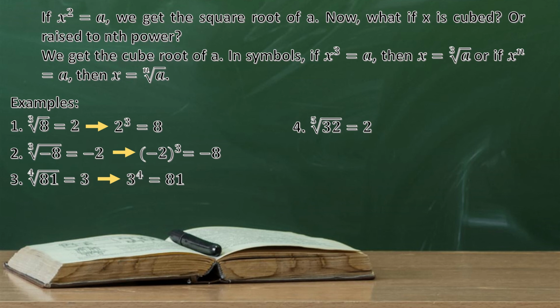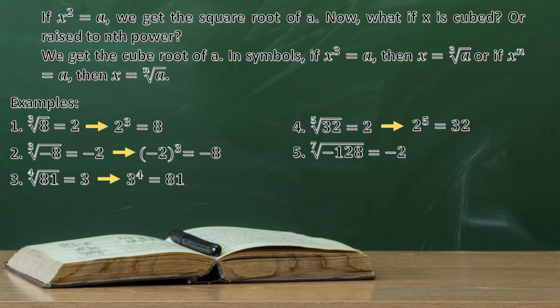Number 4, fifth root of 32 is equal to 2, because 2 raised to 5 is equal to 32. 2 times 2 is 4, 4 times 2 is 8, 8 times 2 is 16, and 16 times 2 is 32.